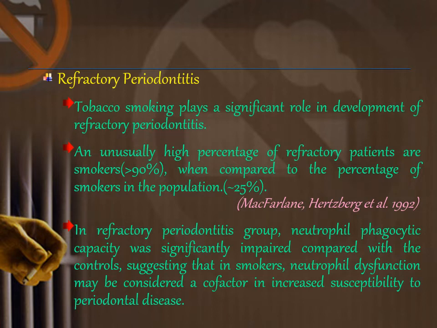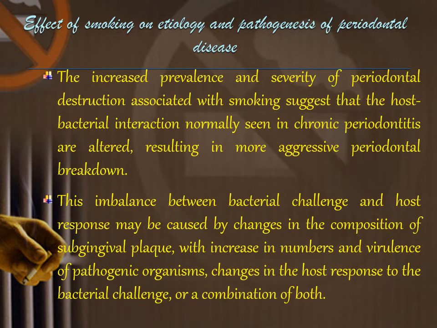Then refractory periodontitis. Tobacco smoking plays a significant role in the development of refractory periodontitis, and usually a high percentage of refractory patients are smokers, more than 90%, when compared to the percentage of smokers in the population. In the refractory periodontitis group, neutrophil phagocytic capacity was significantly impaired compared with the control, suggesting that in smokers neutrophil dysfunction may be considered a cofactor in increased susceptibility to periodontal disease.